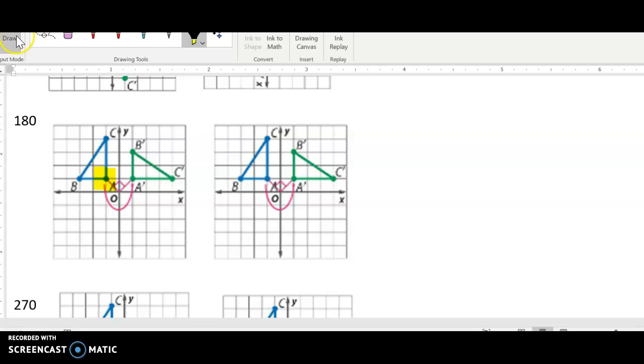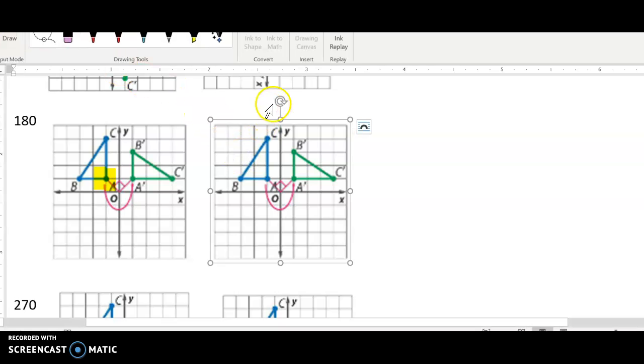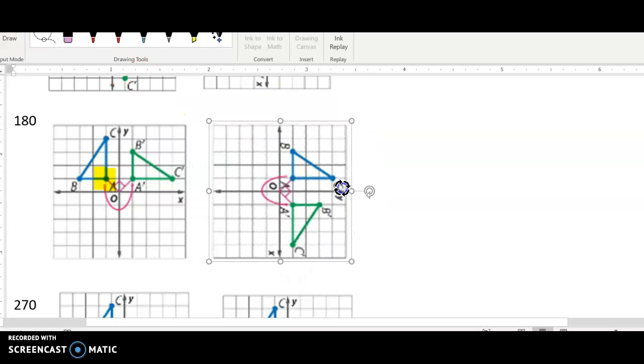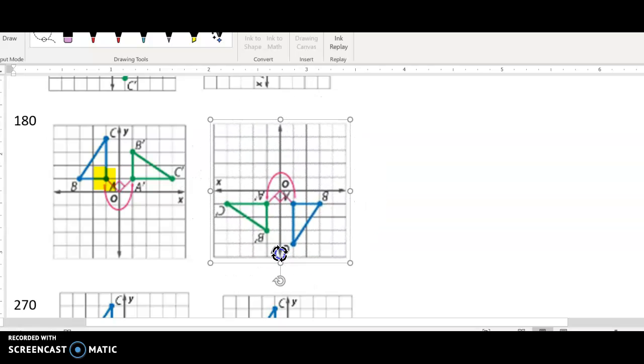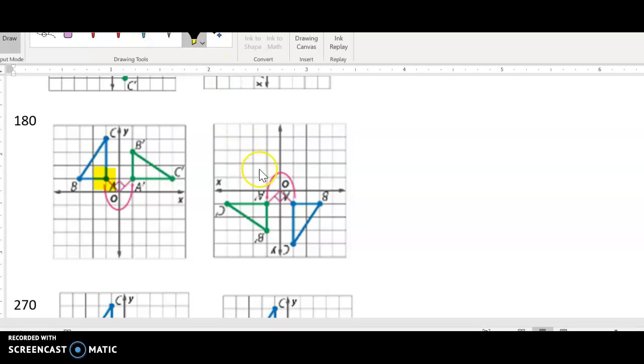You're watching A. And so when I rotate it, that's the 90, and that's 180. And I'm looking at this point right here, and it was -1, 1 for A, and A prime became 1, -1.